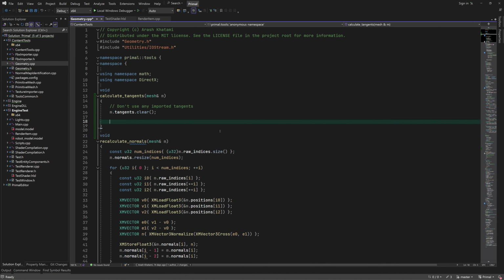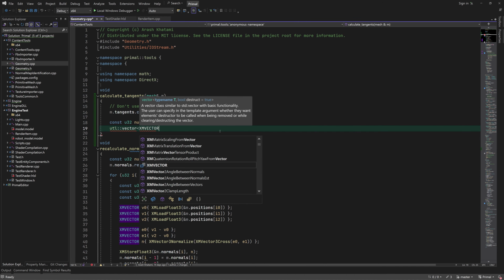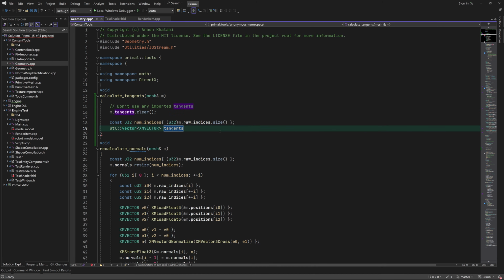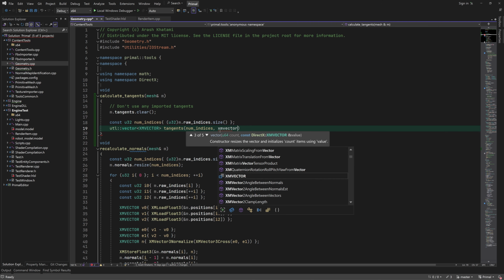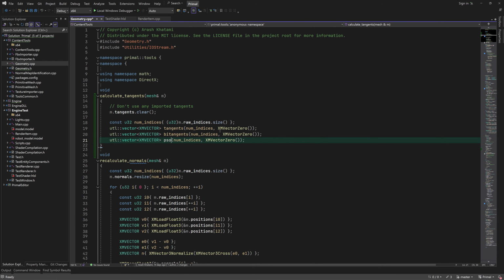First, we clear the tangent collection that might have been imported, since we are going to calculate our own. We are going to calculate the tangent per triangle vertex. So before averaging the tangents, we have as many tangent vectors as there are indices for the mesh vertices. That's why we need an array with enough elements to hold as many tangent vectors.